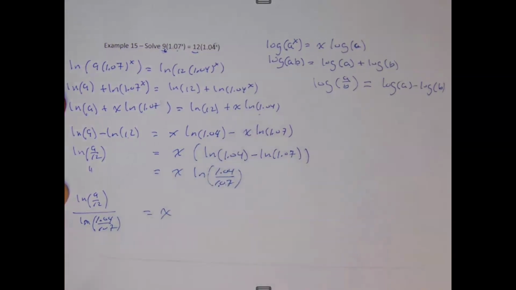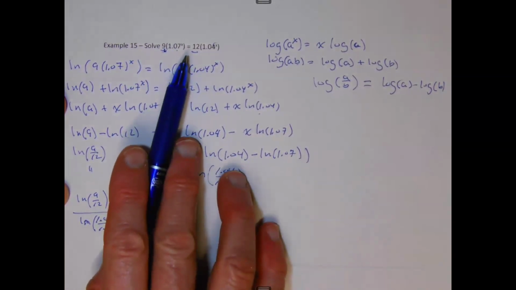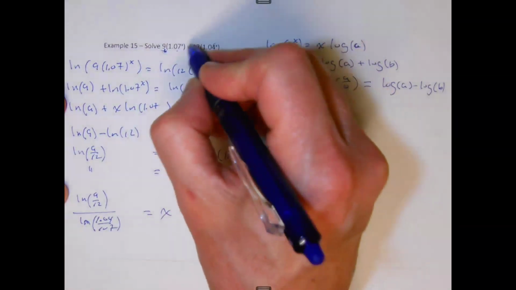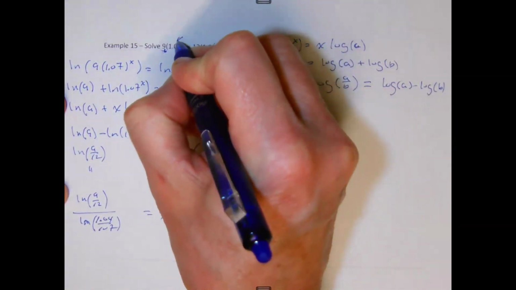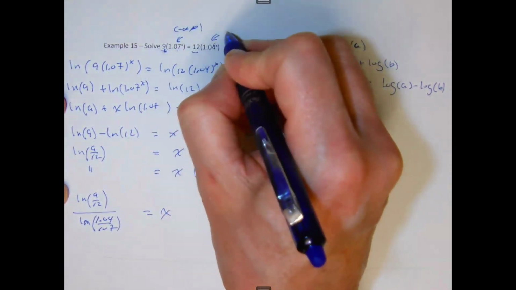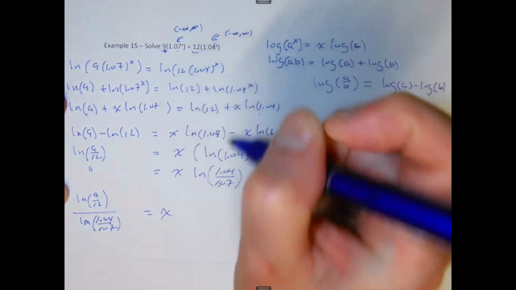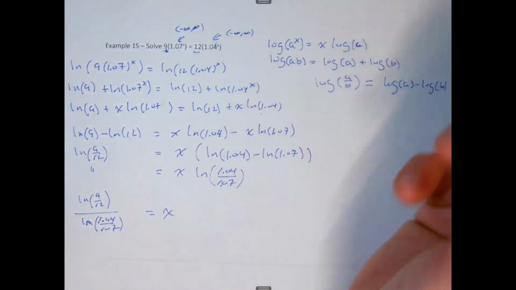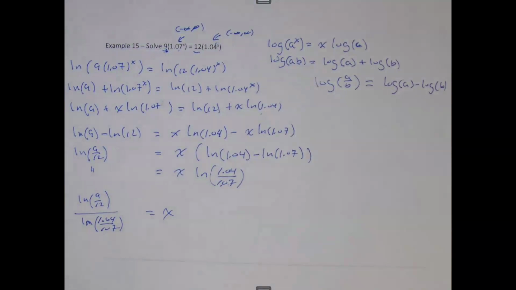And there's my exact answer. Now, is this the answer to this question? Well, one thing I do notice is that these are exponential, so the domain of this is negative infinity to infinity, and the domain of this is negative infinity to infinity. So this should work. Let's try it and see what it looks like on Desmos.